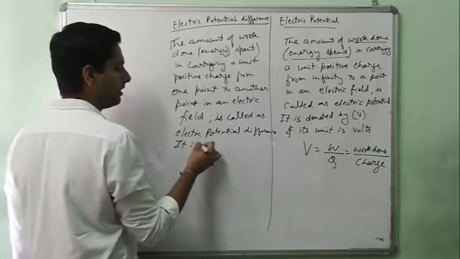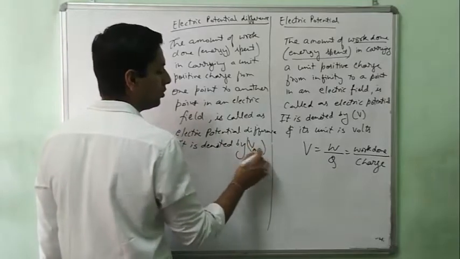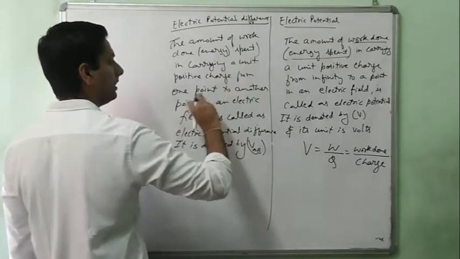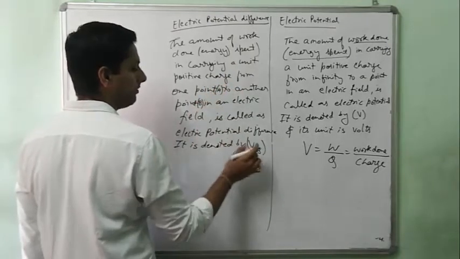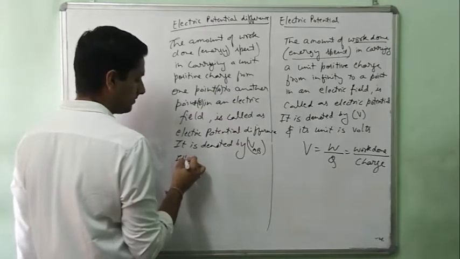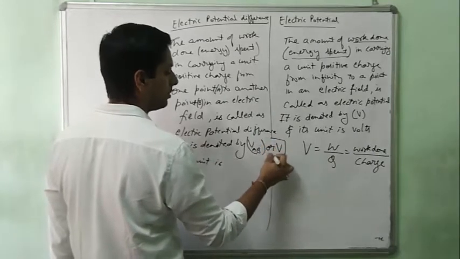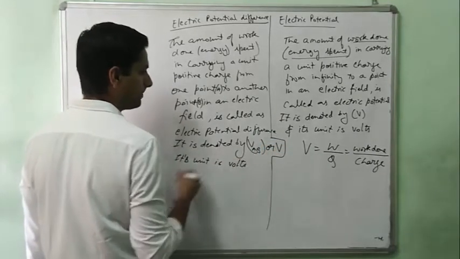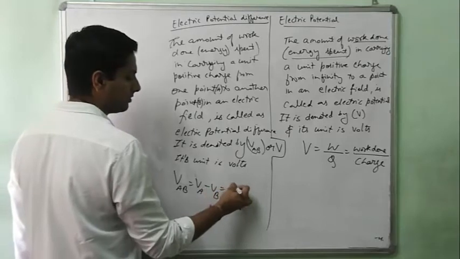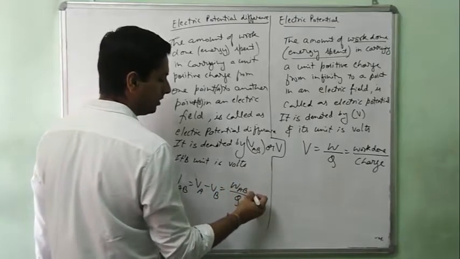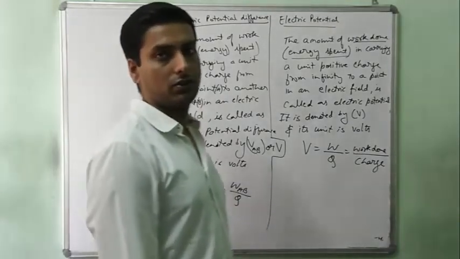It is denoted by V. AB means between those 2 points A and B. Let us suppose you are carrying from one point A to another point B. So it will be VAB, and if points are not mentioned, then it can be written as V also, right? And its unit is volts. Again, the formula will be V of A minus V of B is equals to work done from A to B divided by Q. That is the work done or the energy spent divided by the charge for which you have done the work.